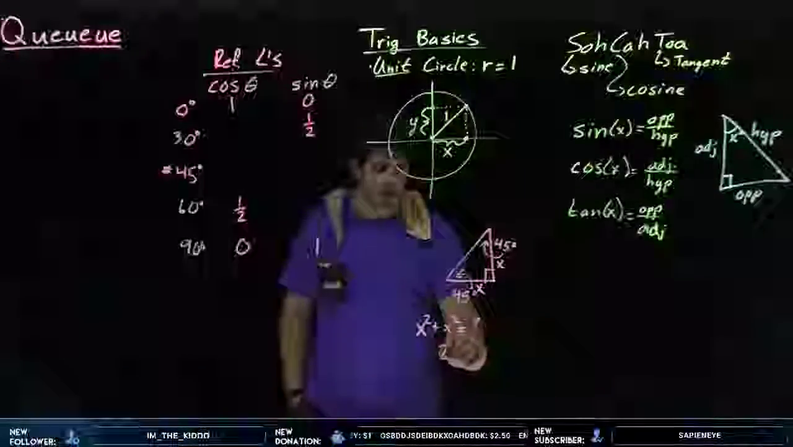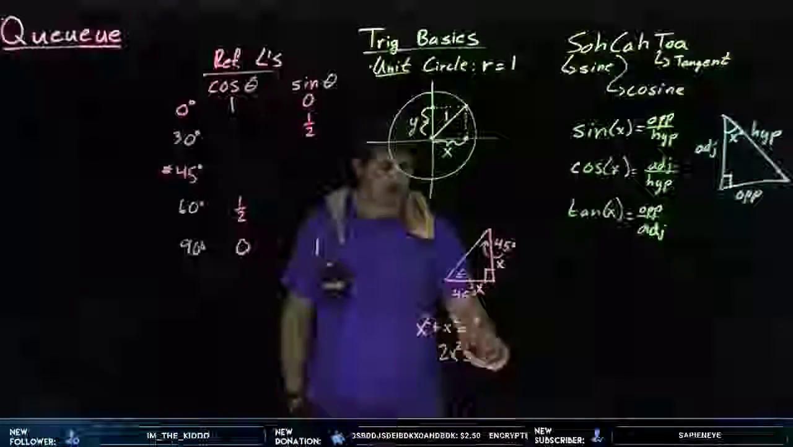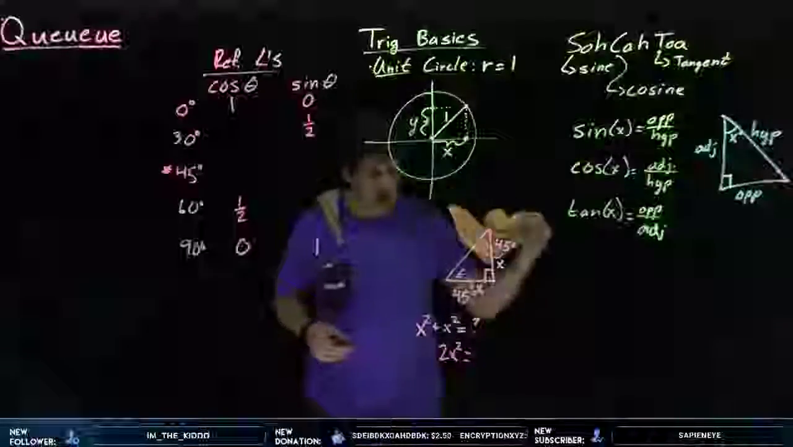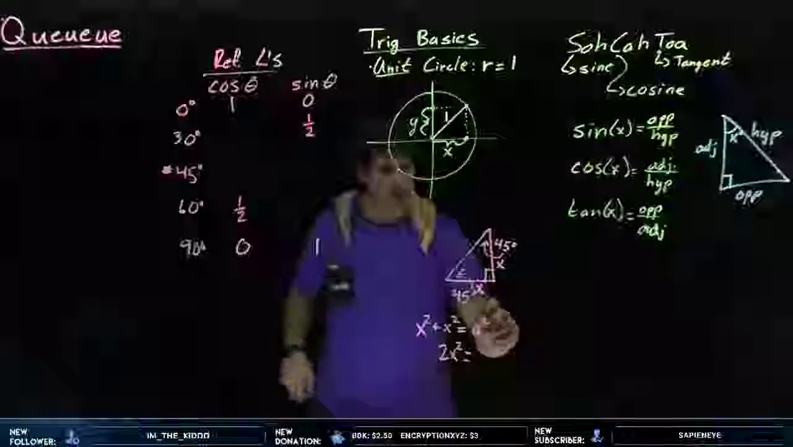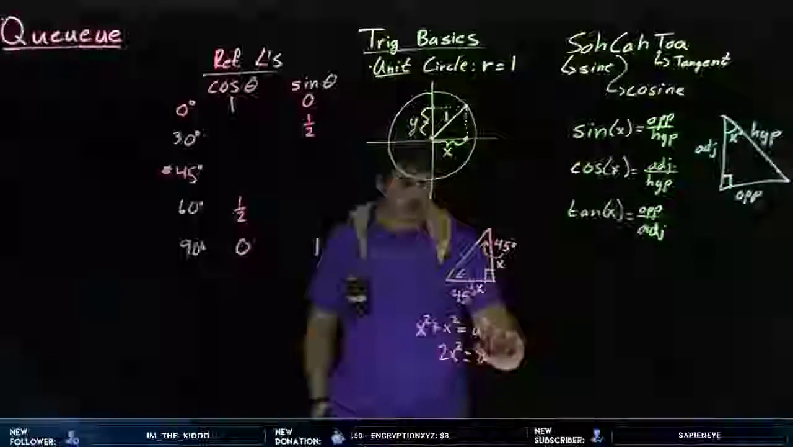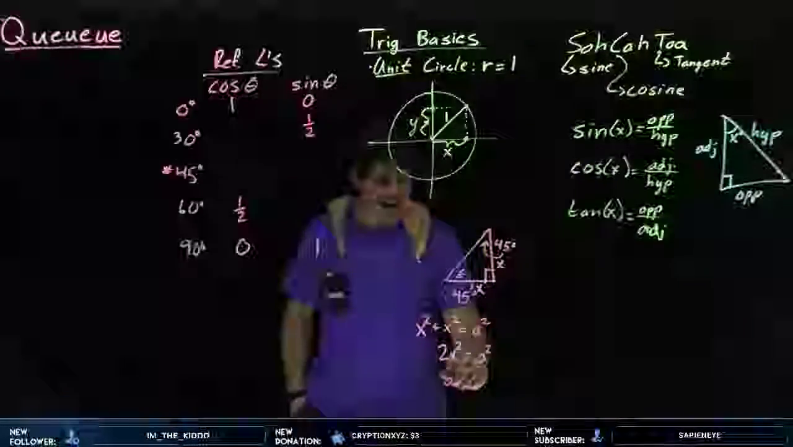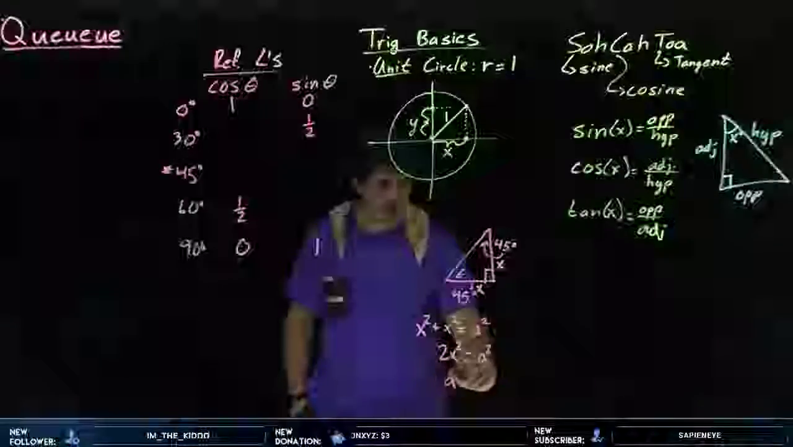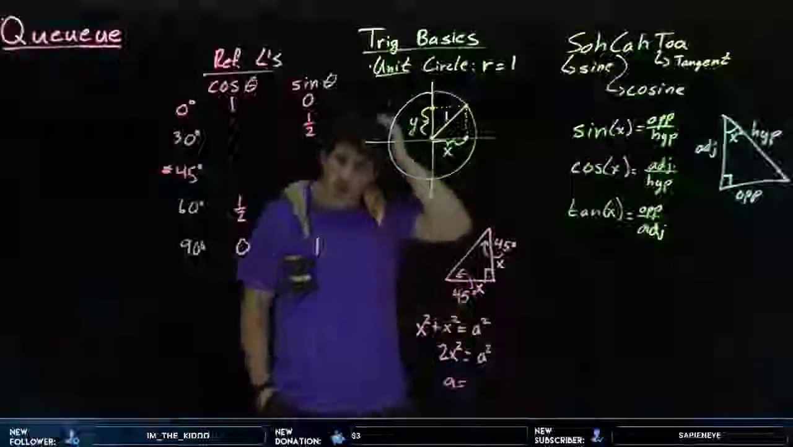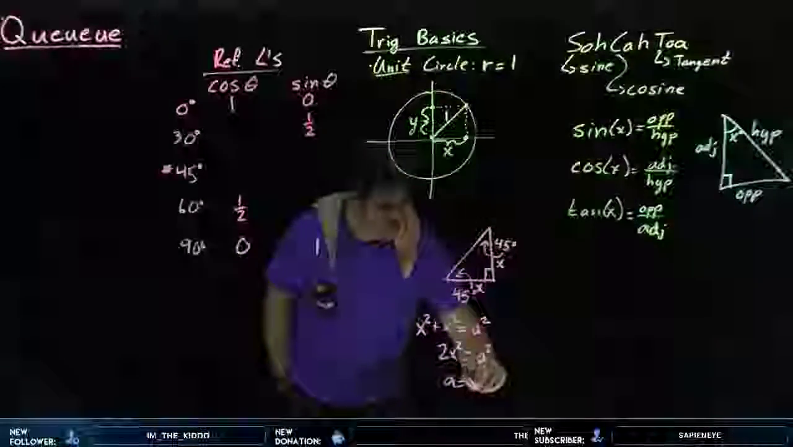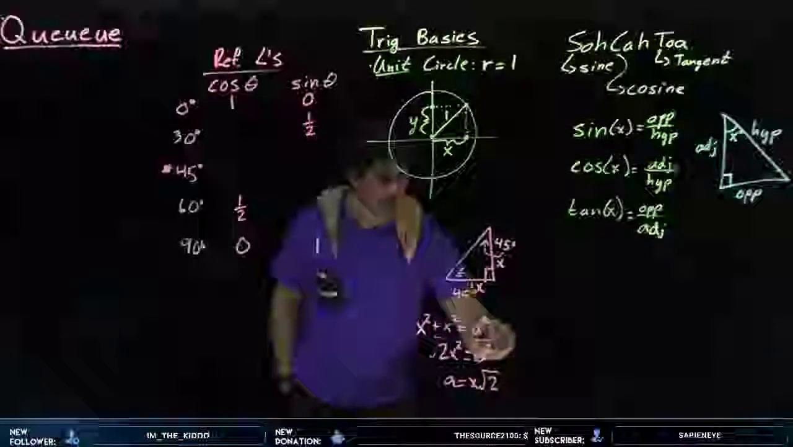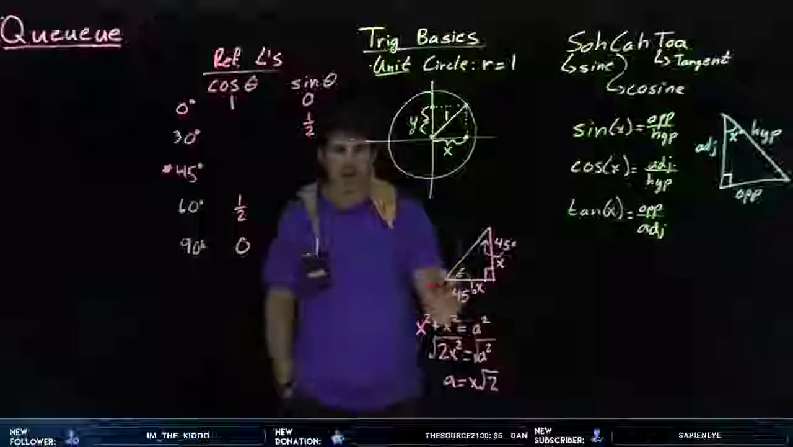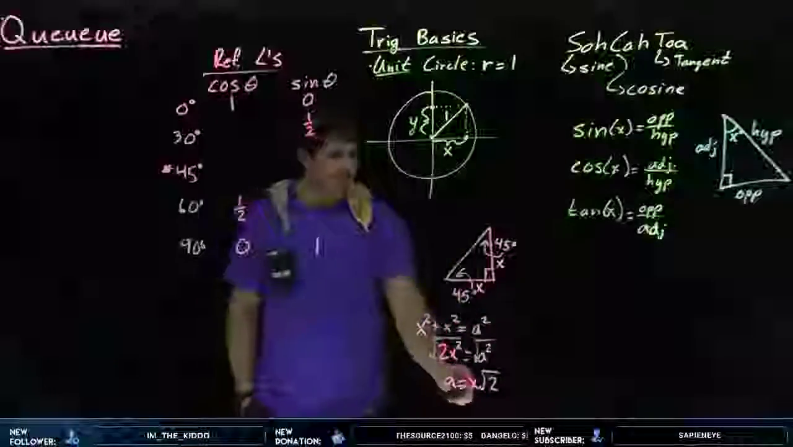This is going to be 2x squared equals some value squared. And I'll change this to a, we'll make it a squared. Then we're going to square root this. I can square root both sides, and I end up with x root 2.